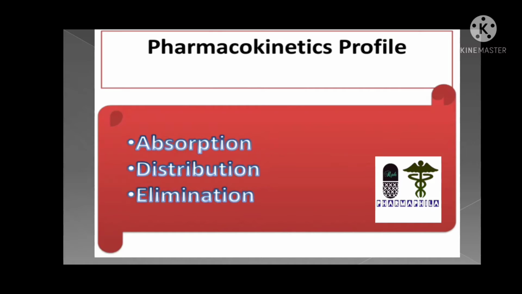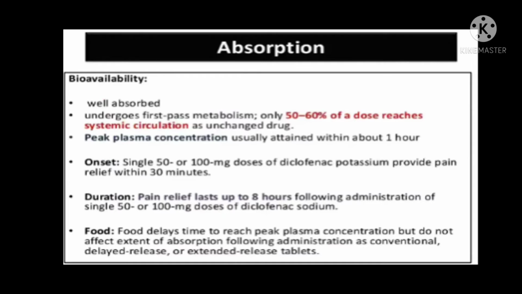Now the pharmacokinetic profile of Diclofenac. In the pharmacokinetic profile, we discuss the absorption, distribution, and elimination of the drug. Absorption: it is well absorbed and undergoes first pass metabolism. Only 50 to 60% of the dose reaches the systemic circulation. Why? Because of the first pass metabolism. Its peak plasma concentration is usually attained within 1 hour. Regarding onset, single 50 or 100 mg doses of Diclofenac potassium provide pain relief within 30 minutes.